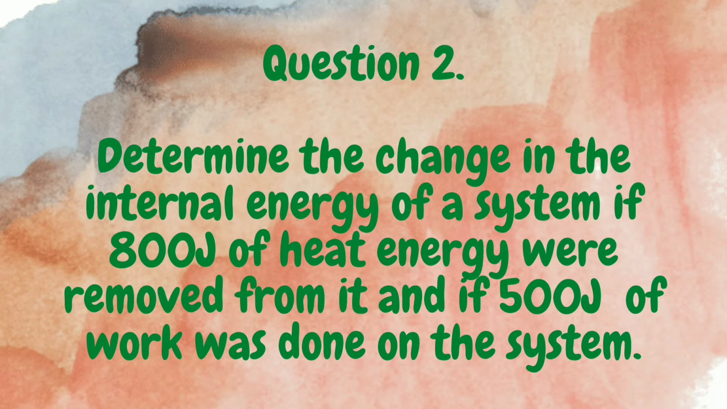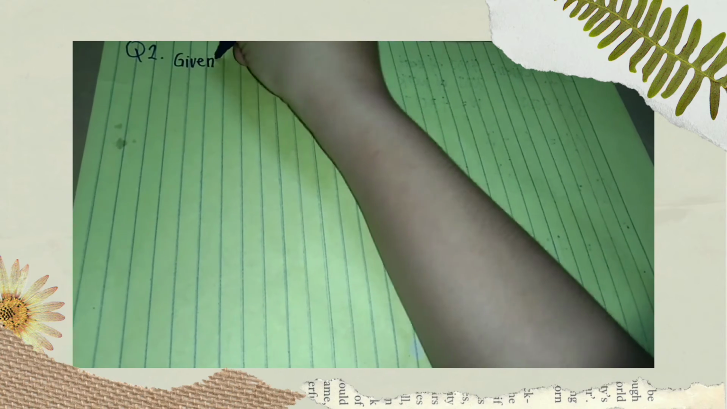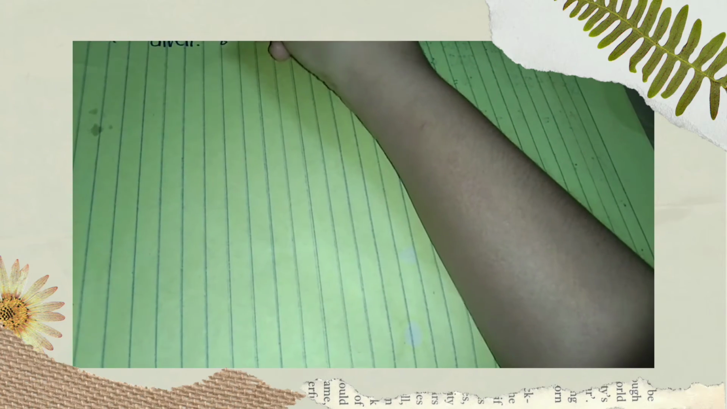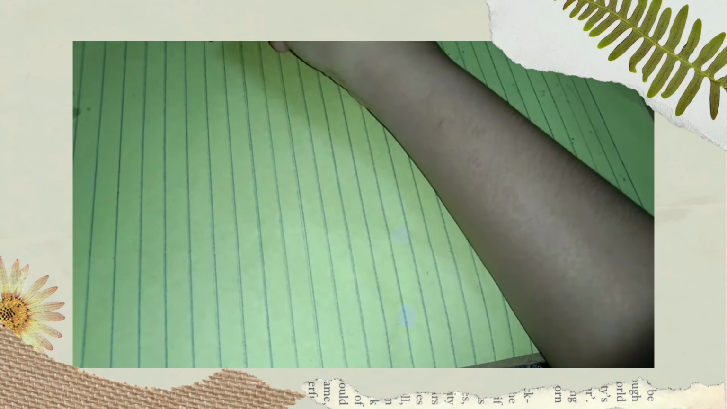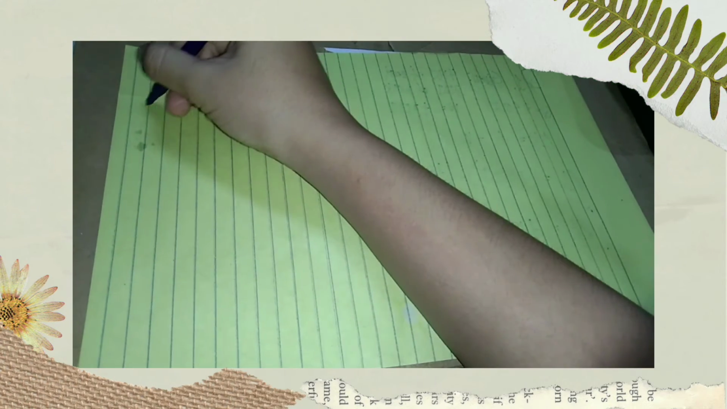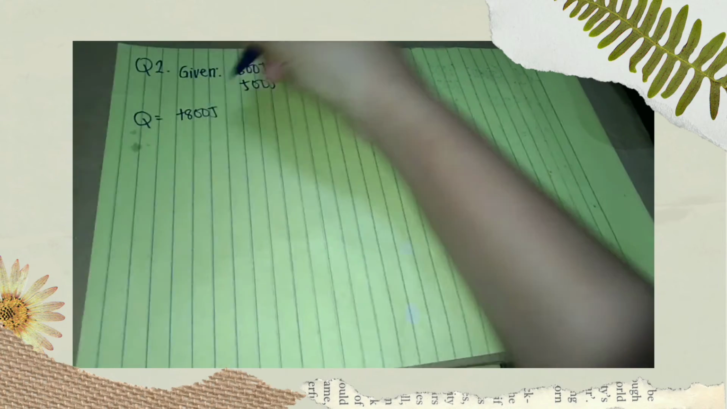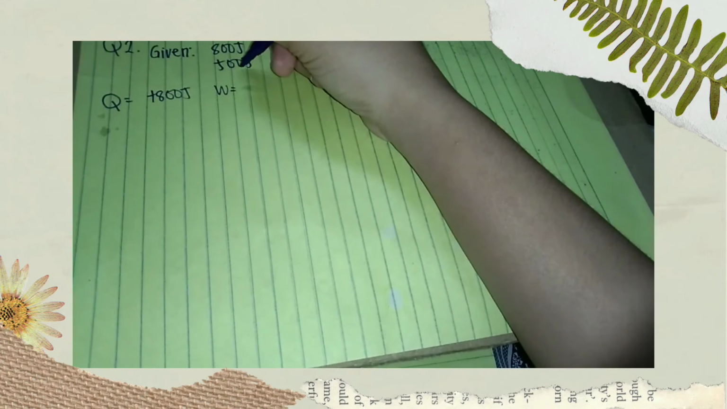Question number 2. Determine the change in the internal energy of a system if 500 joules of heat were removed from it and if 500 joules of work was done on the system. So let's try to solve question number 2. What is Q and what is W in the problem? The given are 500 joules and 800 joules. So let's see where the Q and W are here. Q is positive 800 joules, while W is positive 500 joules.